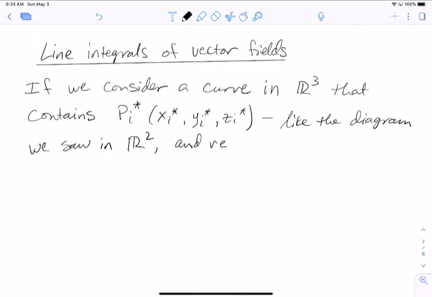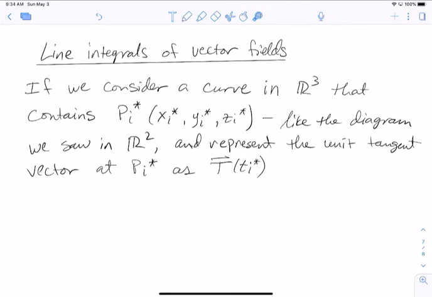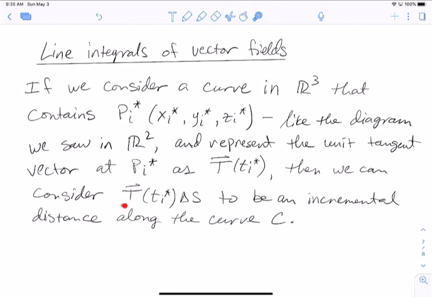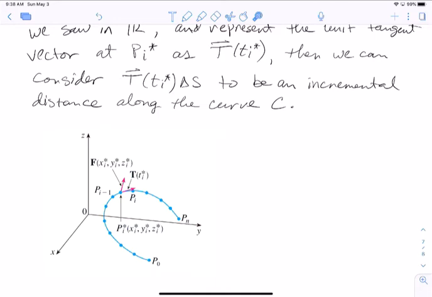And represent the unit tangent vector at P sub i star as T of t sub i star. Then we can consider T of t sub i star delta s to be an incremental distance along the curve C. And rather than drawing a diagram, I have one from the textbook. Here we have a delta s going from P sub i minus 1 to P sub i, and within that interval we have P sub i star. And at that point, we have the unit tangent vector T of t sub i star.